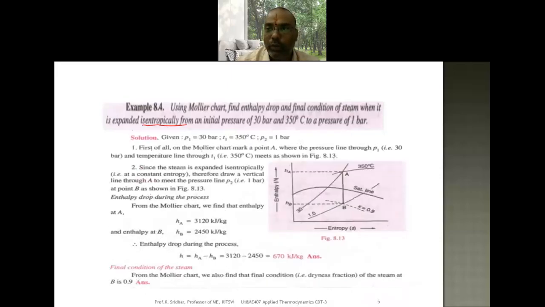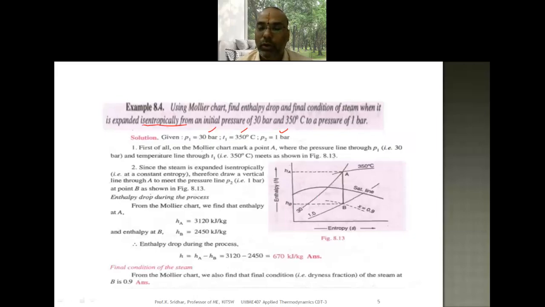So write down the given conditions. The initial pressure is given as 30 bar, P1 is equal to 30 bar, and T1 is equal to 350 degrees centigrade, and isentropic expansion is taking place to 1 bar, that is, P2 is equal to 1 bar. Now all of you please go to your Mollier chart, which is there in the steam tables. Take your pencil and scale. Now P1 is equivalent to 30 bar. Go to the Mollier chart and identify the 30 bar line. Let us say this 30 bar line is passing like this. And T1 is equivalent to 350 degrees.